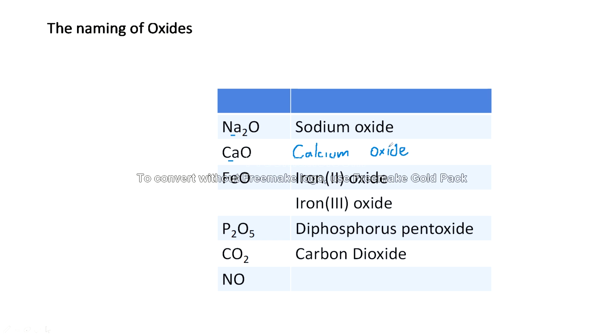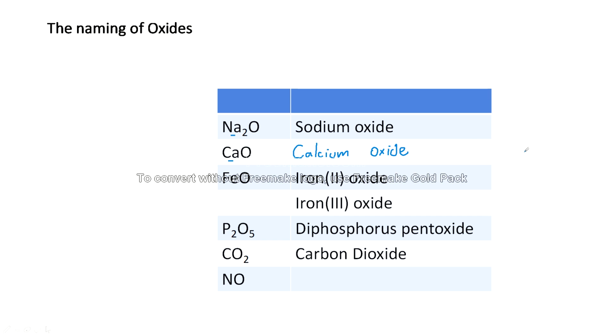In the case of iron, we can say that we have iron(II) oxide and iron(III) oxide. This Roman number in the brackets shows the oxidation state of the iron. In the first one, it means that the oxidation number of iron is 2, and for the second one, the oxidation number of iron is 3.